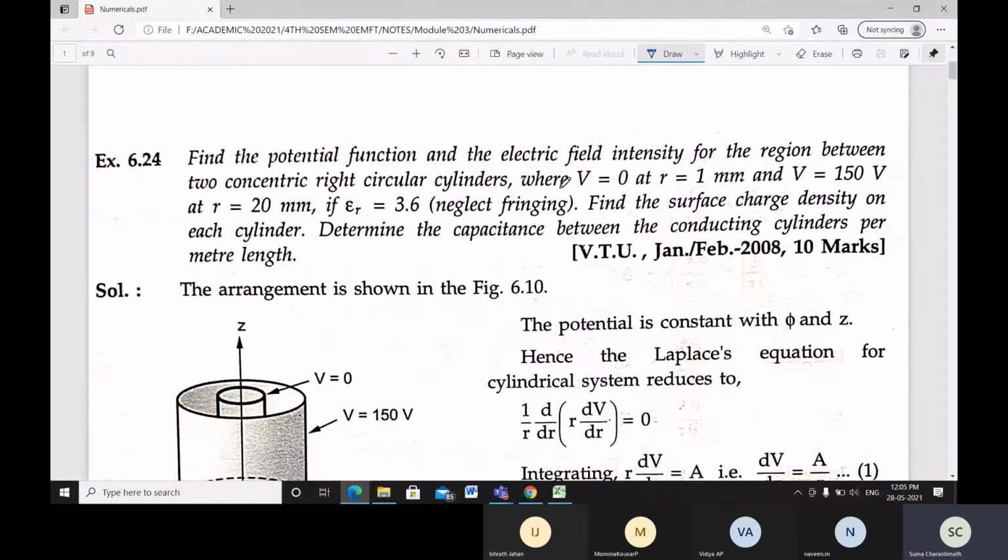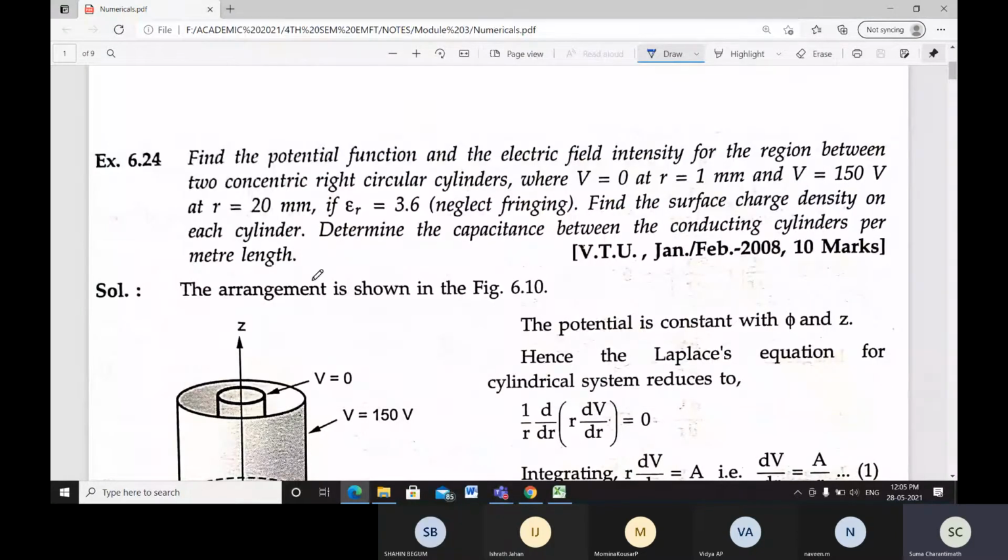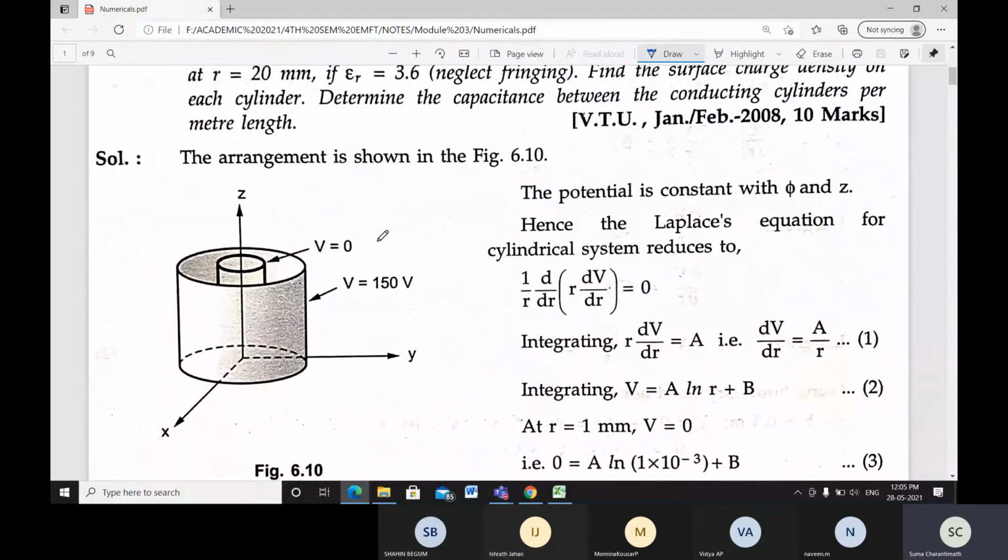These are the given parameters. What we have to find is the surface charge density on each cylinder, and determine the capacitance between the conducting cylinders per meter length. It's almost similar to the previous problem that we took.